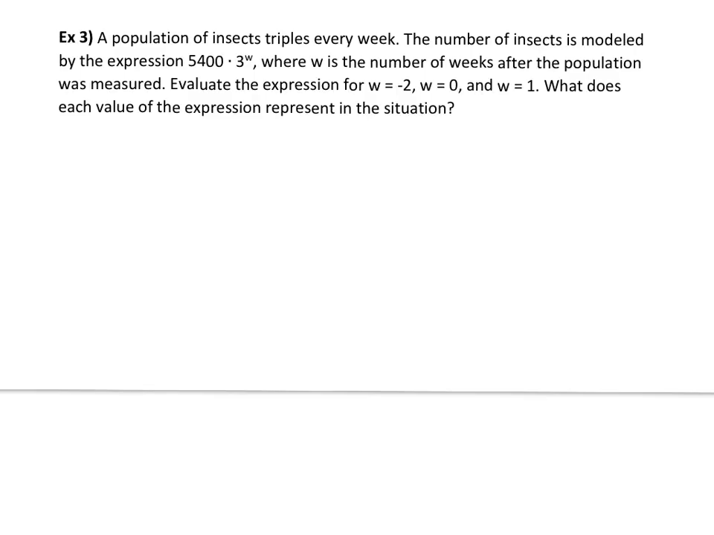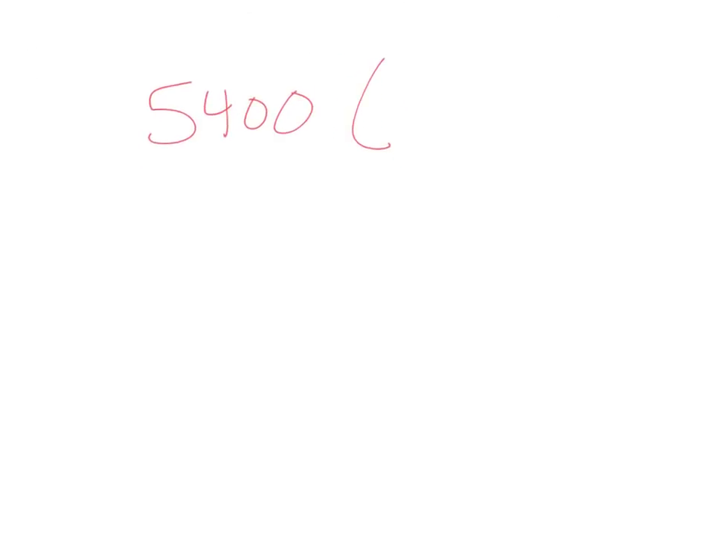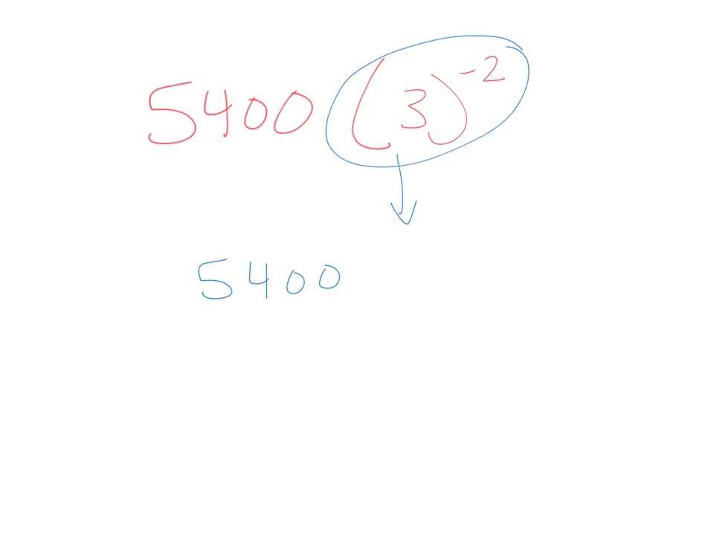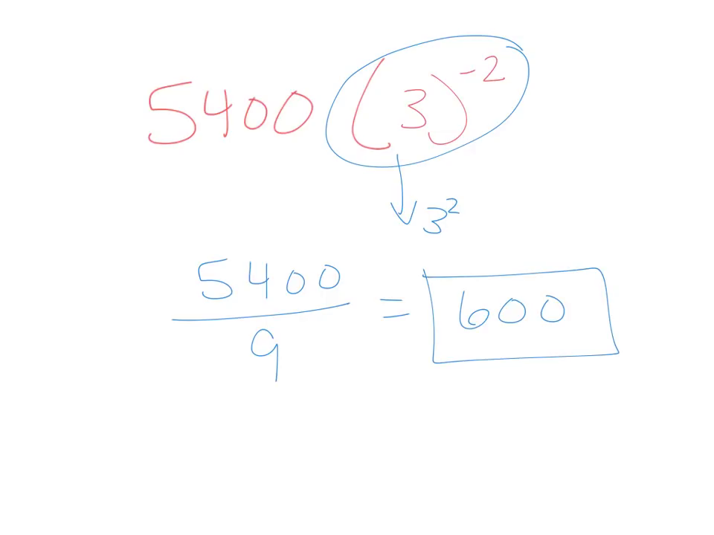All right, so first thing we're going to do is plug in the negative 2. So I've got 5,400 times 3 to the negative 2. Now keep in mind that this negative 2 means it's going to drop to the bottom. So I really have 5,400 over 3 squared, because it would become positive, right? So over 9. So now when I take 54 and divide it by 9, I get 6, and then just tack on the 3 zeros. So my first answer is 600.